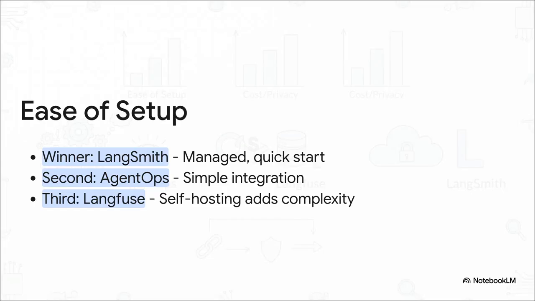And yeah, the winner here is pretty much a no-brainer. It's LangSmith. Because it's a managed service, you just sign up, grab an API key, and integrate it with a few lines of code. You're done. AgentOps is also super simple. Now, LangFuse, with its self-hosting, obviously takes a bit more effort up front. But as we're about to see, that initial work can really pay off in other ways.